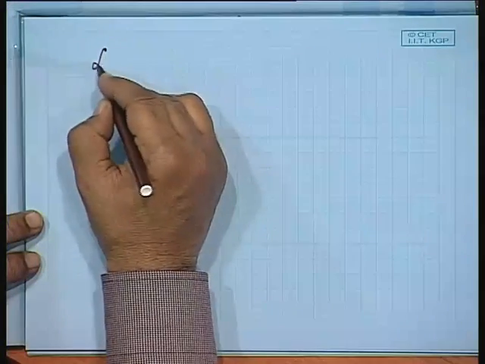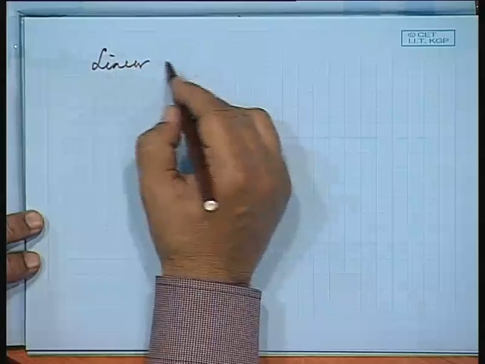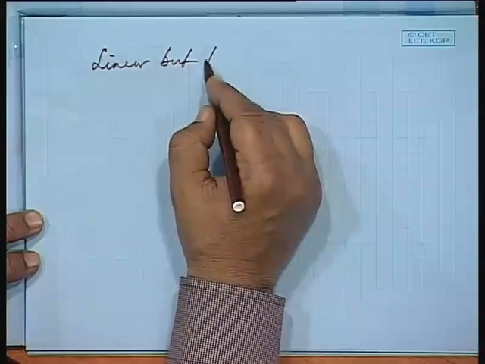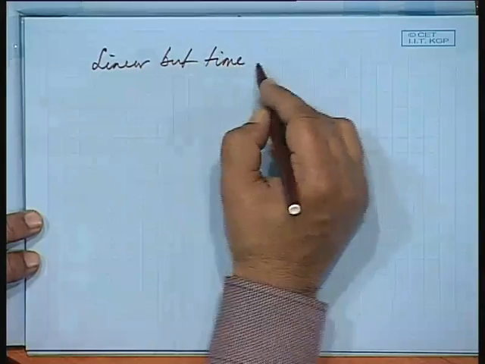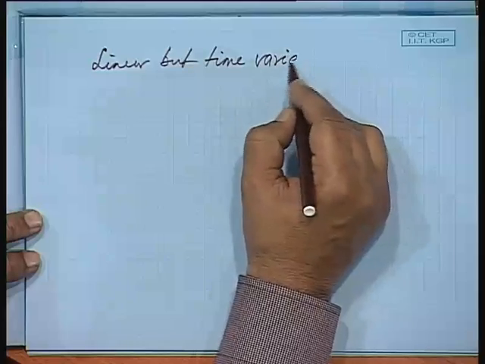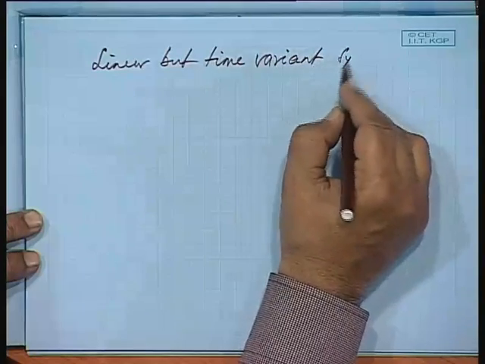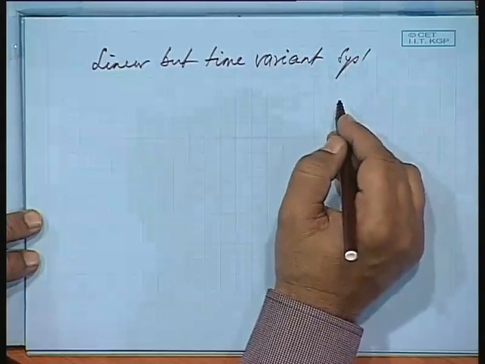So, it is linear but not time invariant. So, time varying. Both this upsampler and downsampler.